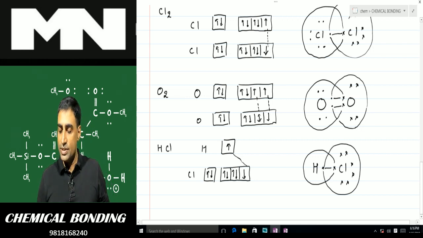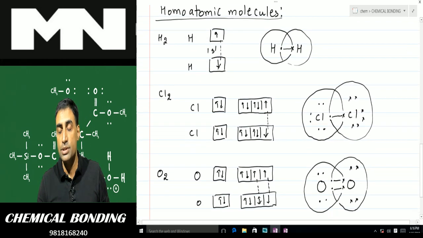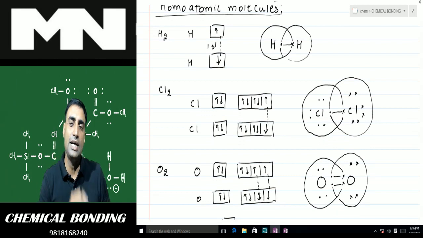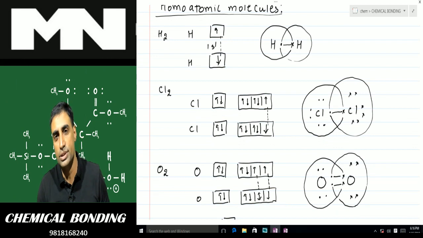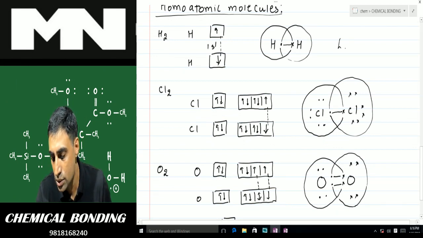Dear student, these structures which I am drawing for HCl, for O2, for Cl2, for hydrogen, where I am drawing dots as electrons, the dots are representing electrons. They are known as the Lewis dot structures for these molecules.